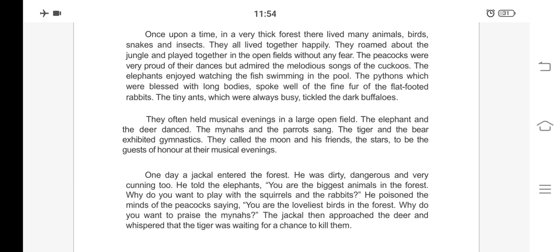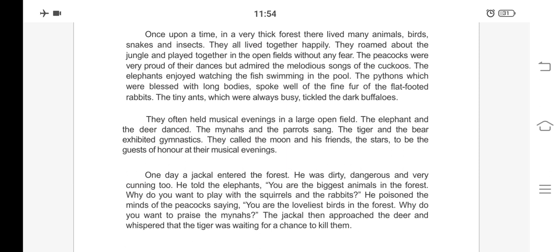And the tiny ants, which were always busy, tickled the dark buffaloes. Tickled means to produce or to have an uncomfortable feeling in a part of our body. Normally, if an ant bites us, we feel some type of pain or itching. In the same way, the ants used to tickle the dark buffaloes.